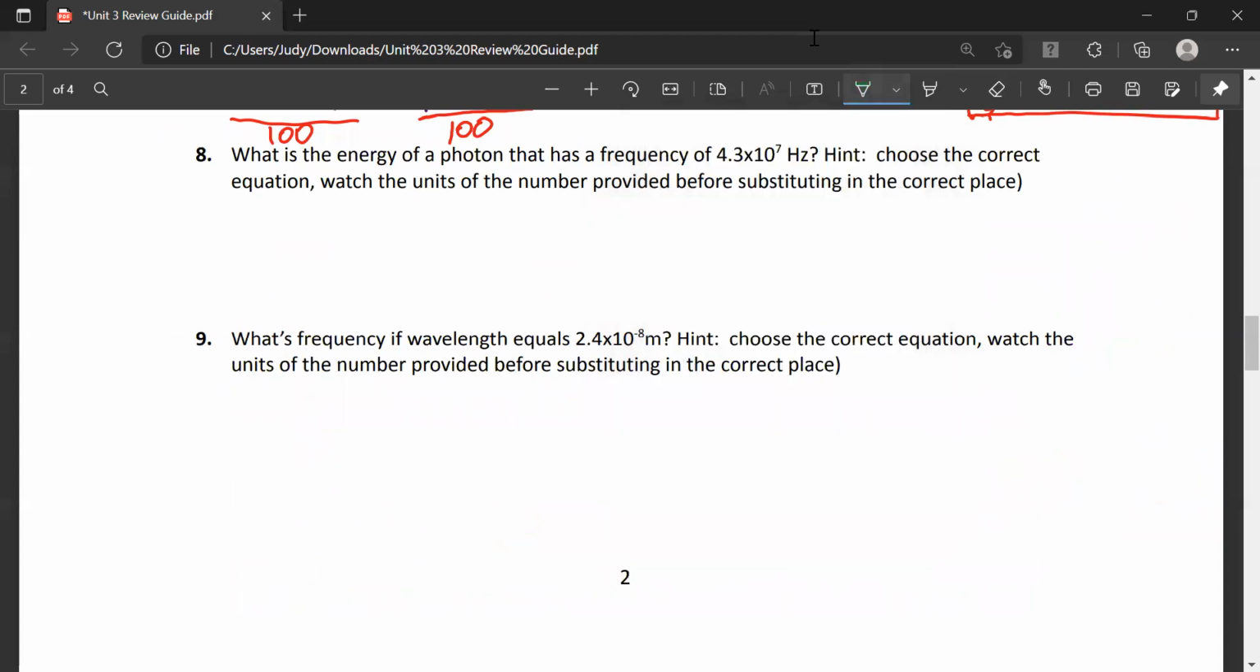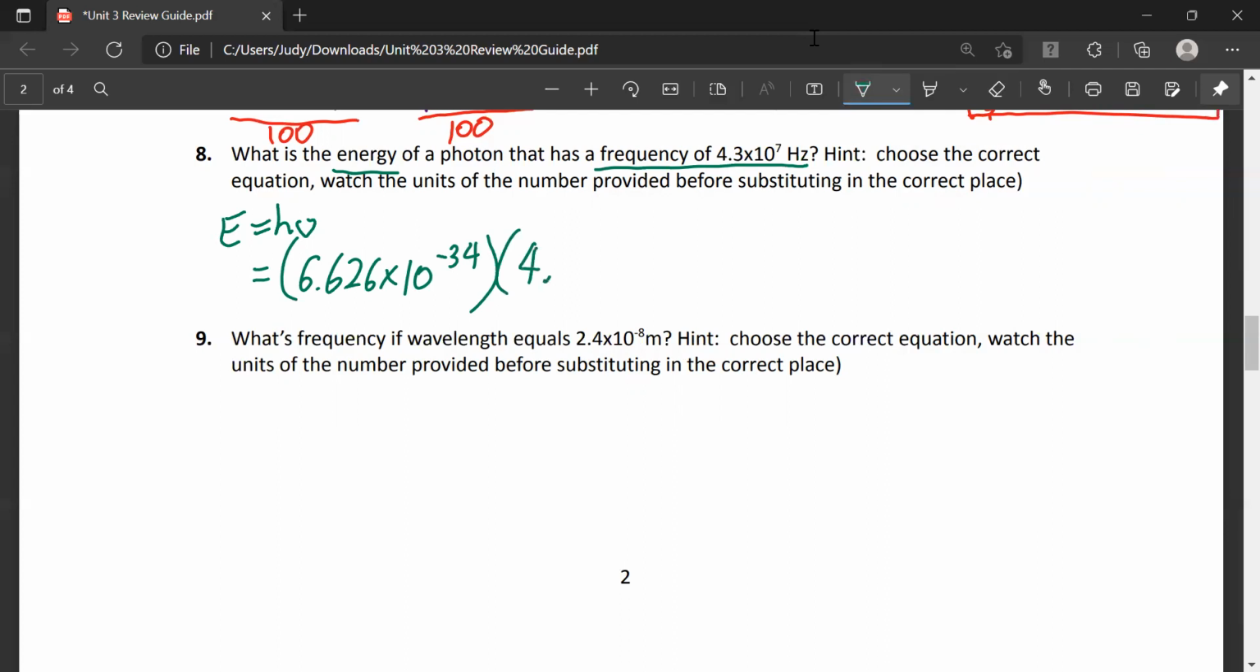Okay. So next, number 8, it says energy, frequency, and that's it. So we're using the equation E equals hν. We don't know the energy, so we know the h value, which is 6.626 times 10 to the negative 34 times our frequency, which is 4.3 times 10 to the 7th power. All you got to do, just plug it in to the calculator. So that should give you this as your answer.